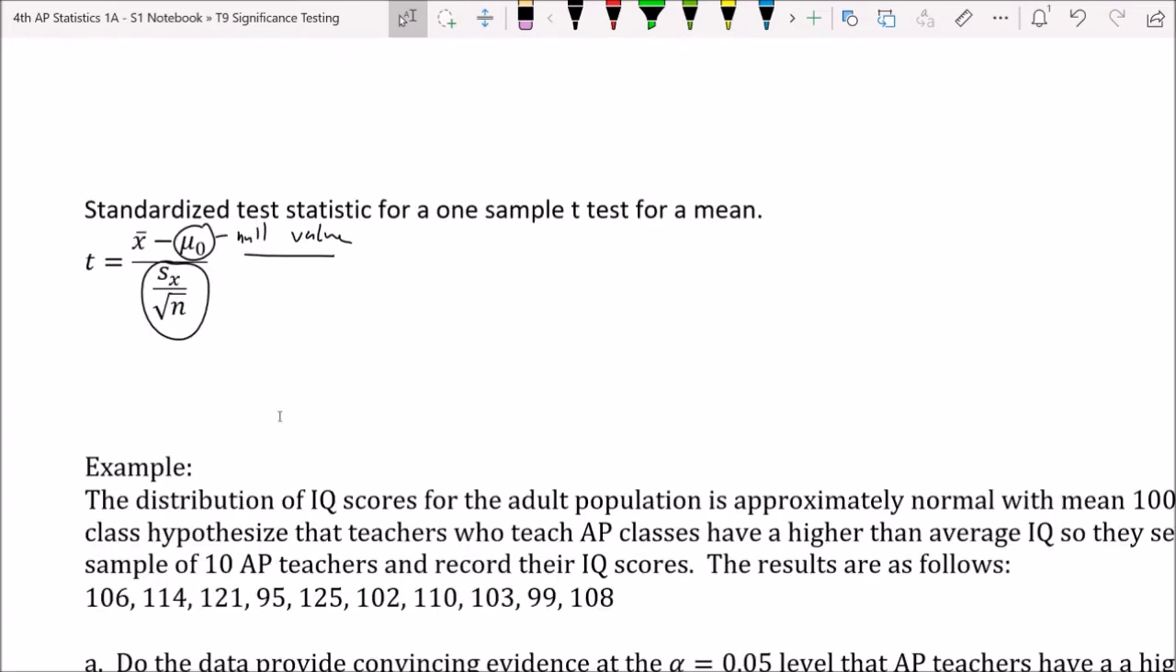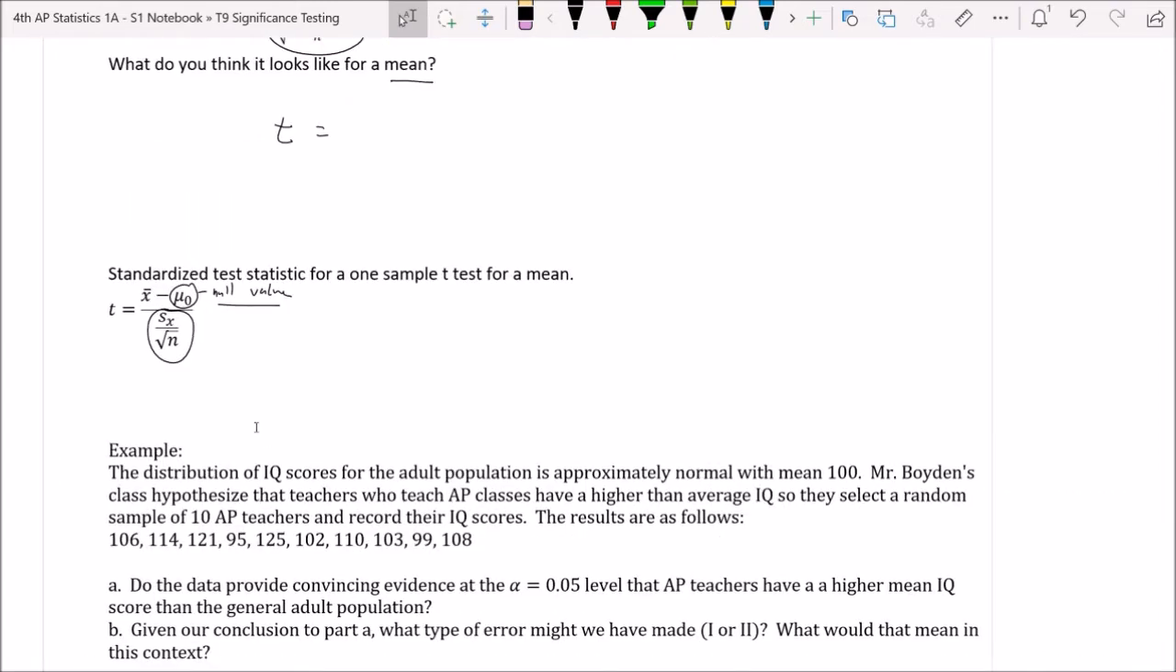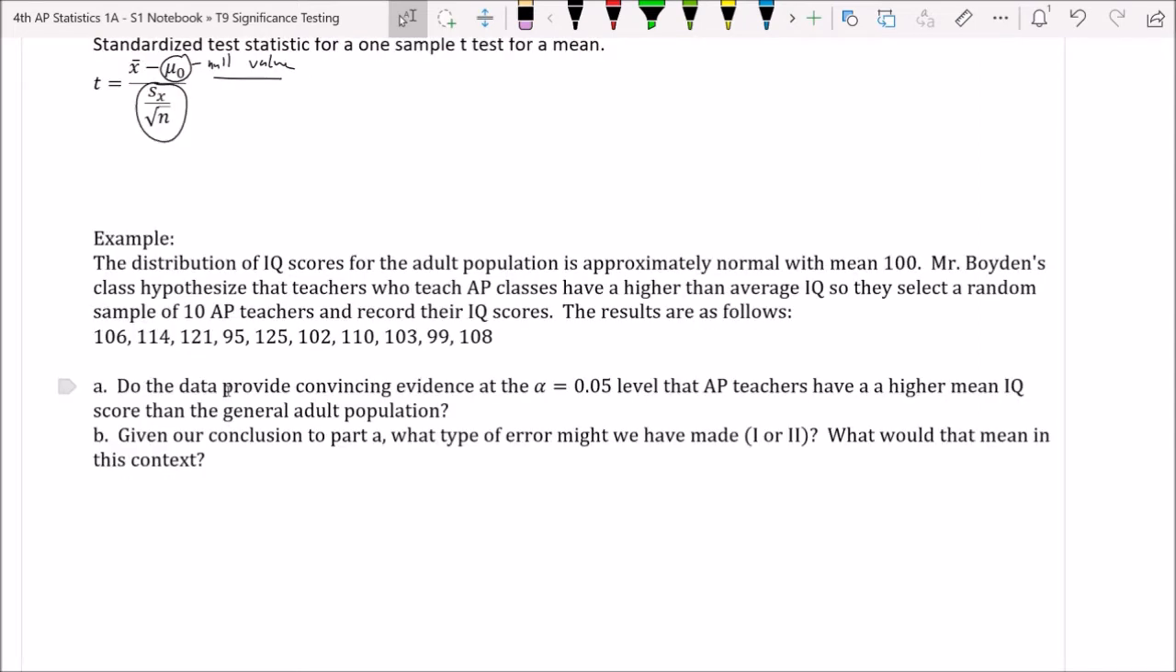So enough talk, let's get into an example. The distribution of IQ scores for the adult population is approximately normal with mean 100. Mr. Boyd's class hypothesizes that teachers who teach AP classes have higher than average IQ. So they select a random sample of 10 AP teachers and record their IQ scores. The results are as follows, and there are the scores right there.